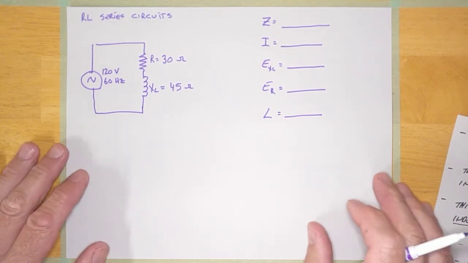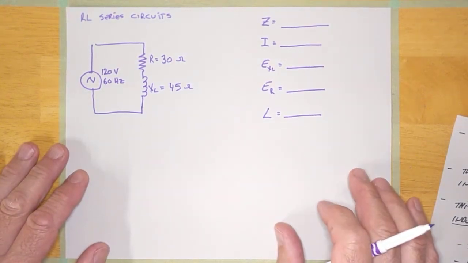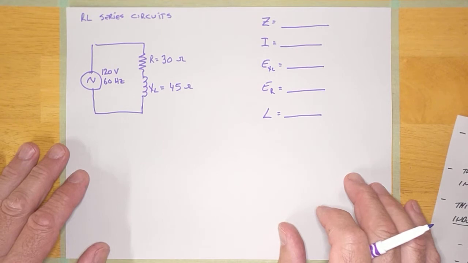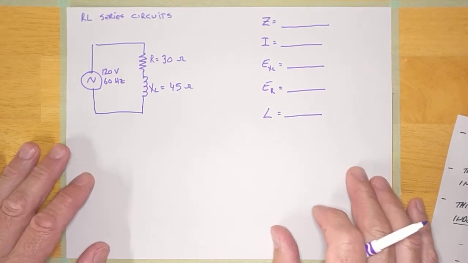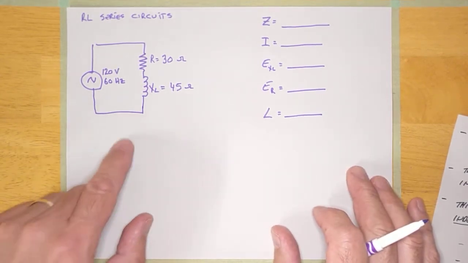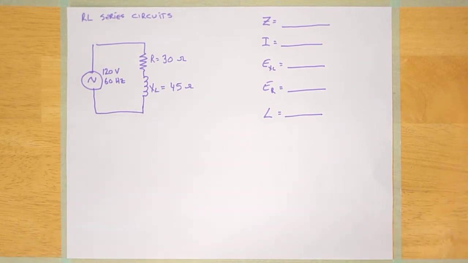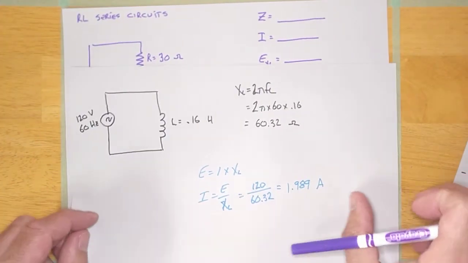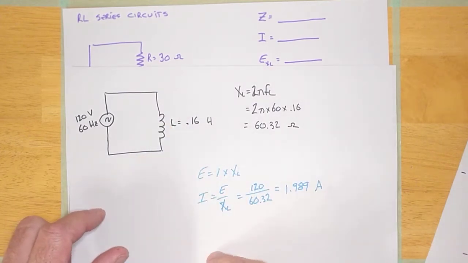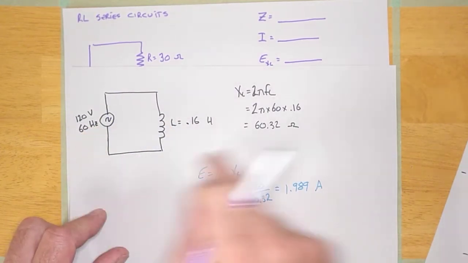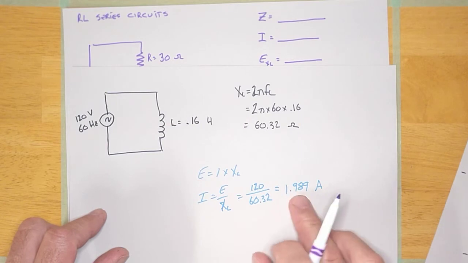Hey guys, welcome back. We just finished learning about inductors and how they behave when I connect them in AC circuits. And we looked at a little example here where we calculated how many ohms this thing was based on the frequency and its inductance. And we also calculated the current in the circuit.